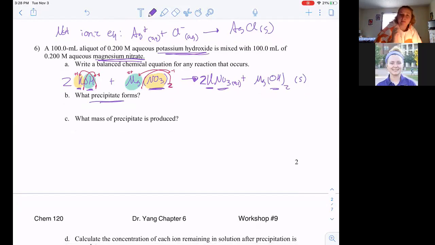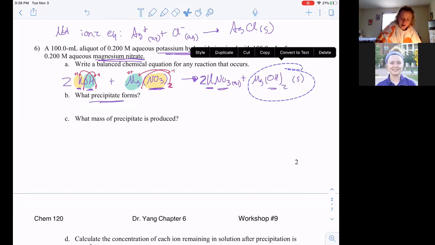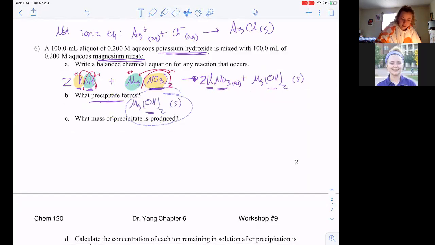precipitate, that means solid. You have to think in your head, what is solid? What solid is coming from this? That is this. Amazing. Solubility rules are so important. Okay, so what is the mass of precipitate produced? We need to find the limiting reactant mass.